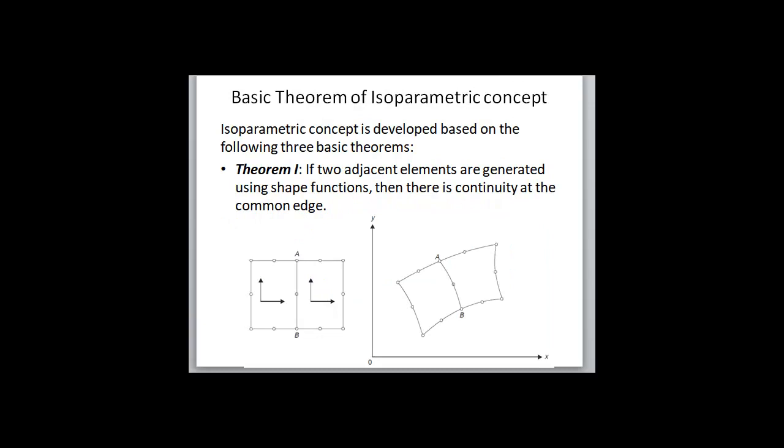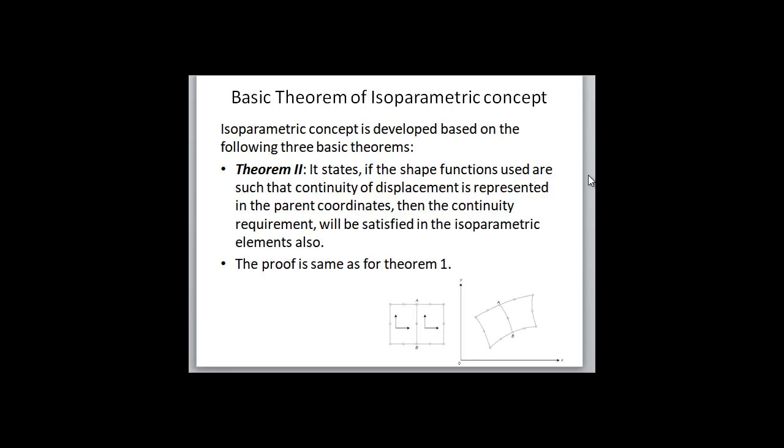In mapping of an isoparametric element, the isoparametric concept is developed based on the following 3 basic theorems. Theorem 1: if two adjacent elements are generated using shape functions, then there is continuity at the common edge. If the parent element is mapped to an isoparametric element, the continuity exists at the common edge. The common edge here is the node that is connecting these two elements.